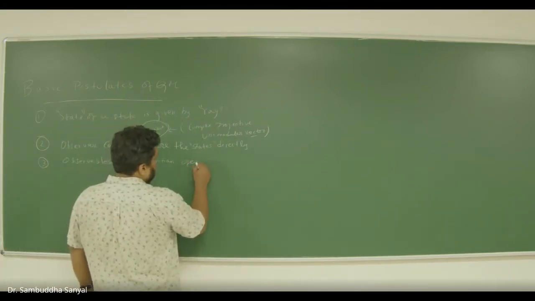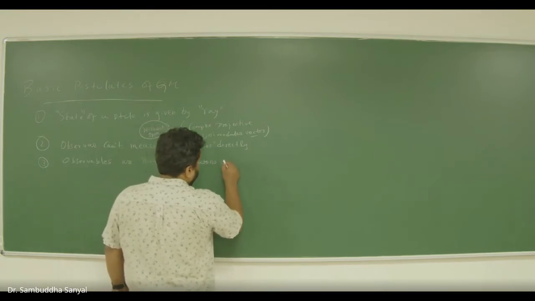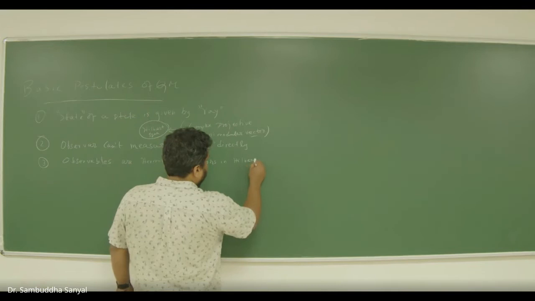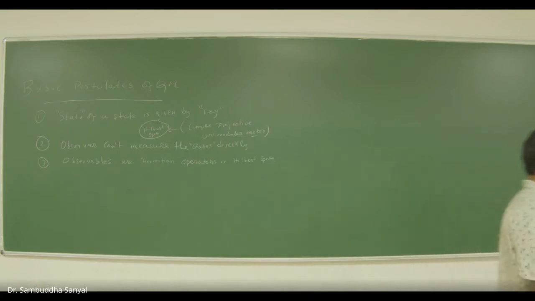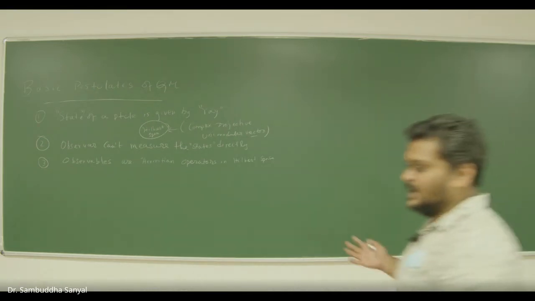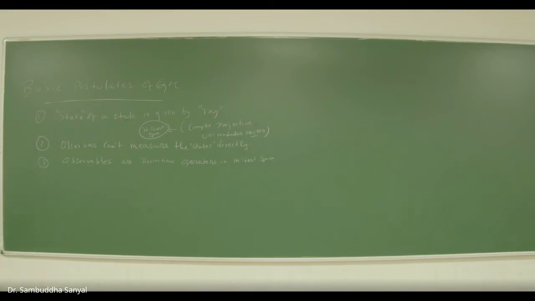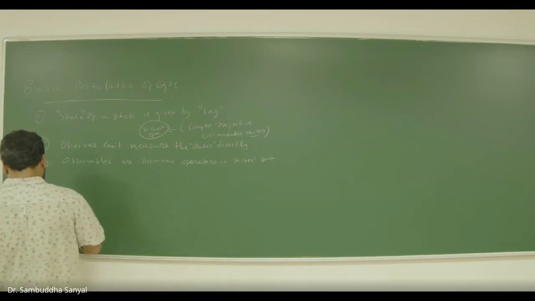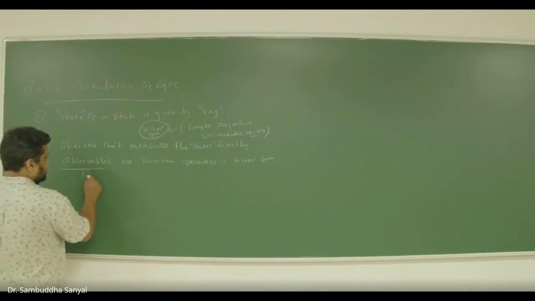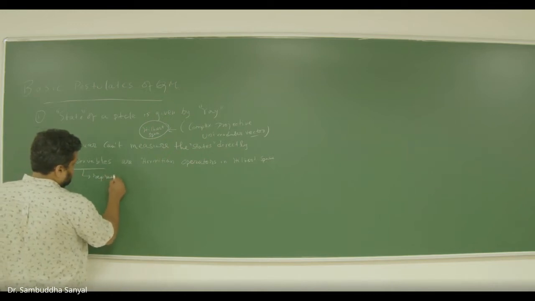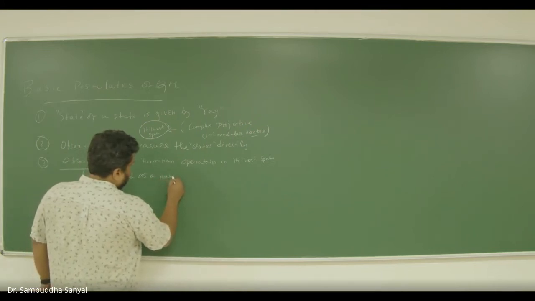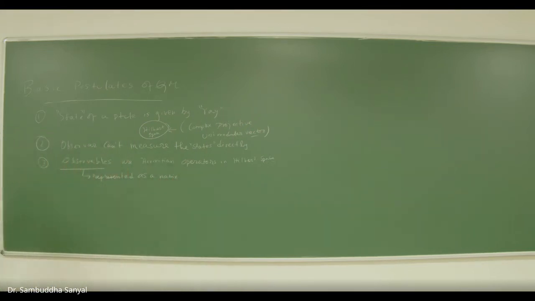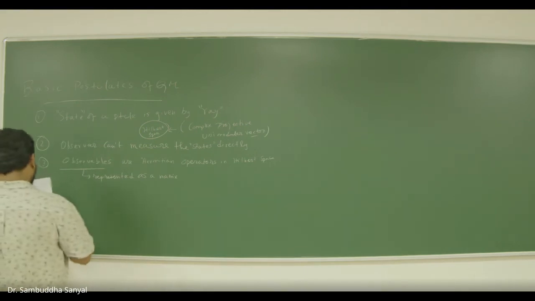Observables are Hermitian operators in Hilbert space. These are the objects that you can observe, but you need to present it like that. Then an observable must be represented by something in this formalism, that is, an operator in Hilbert space that acts on the states and gives you a number. And this is represented as a matrix, most conveniently represented as a matrix.